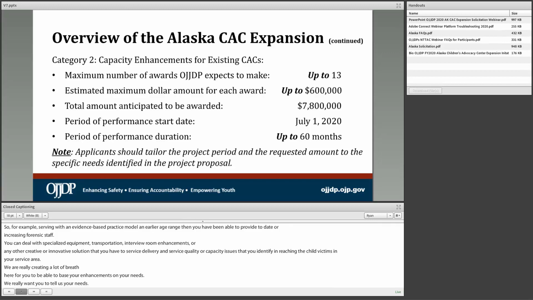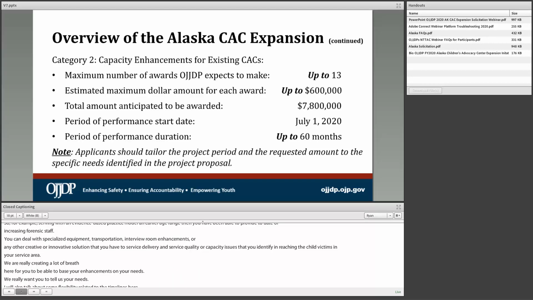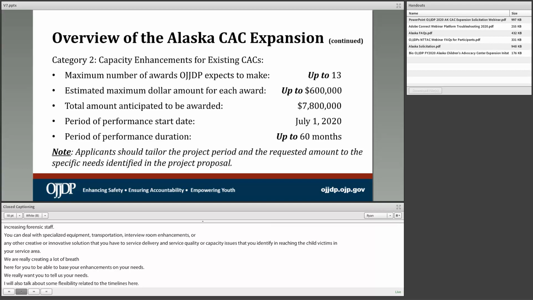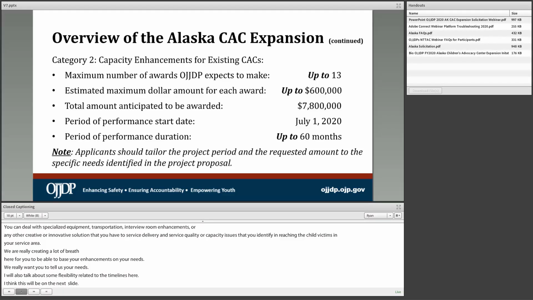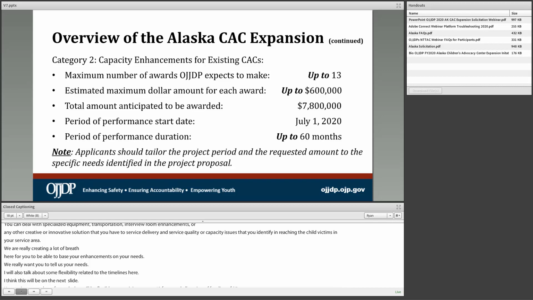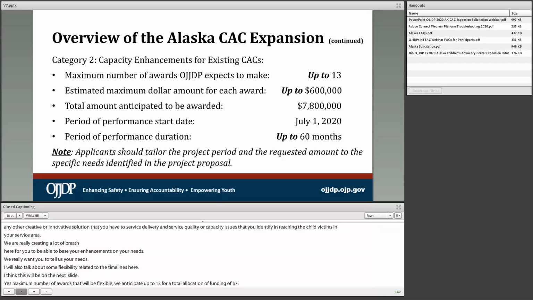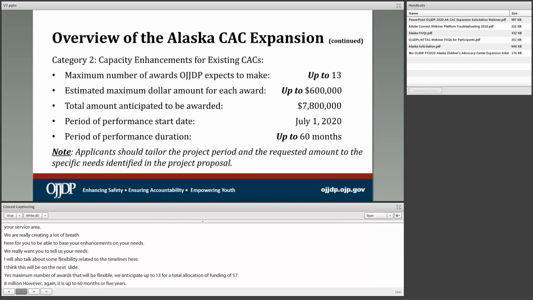Yes. So again, the maximum number of awards will be flexible, but we anticipate up to 13 for a total allocation of funding of $7.8 million. However, and again, it's up to 60 months or 5 years. So if you want to propose implementing a new service delivery model, that's going to take some time, and you may want to use the full 60 months to successfully and effectively implement a new delivery model.